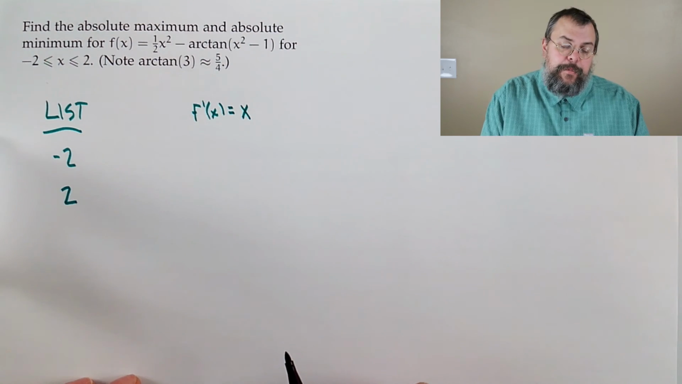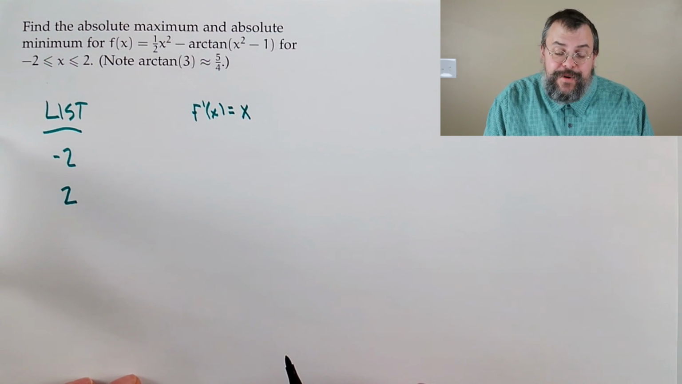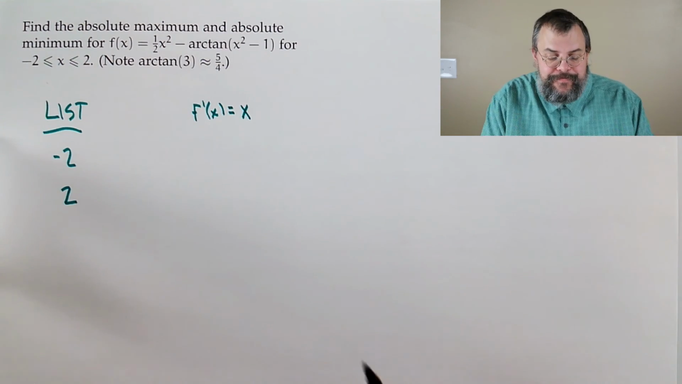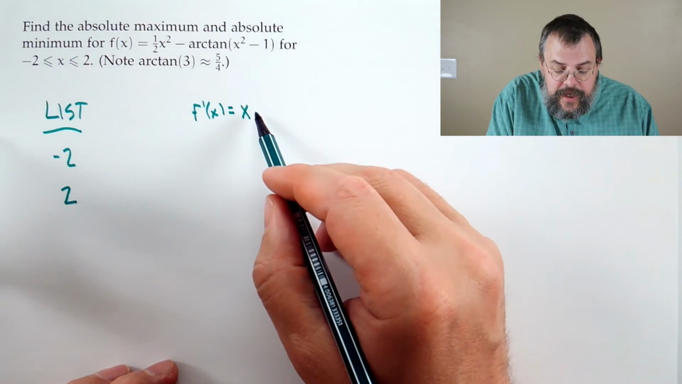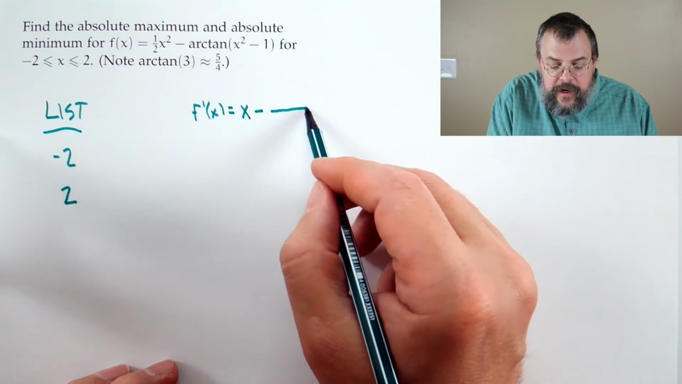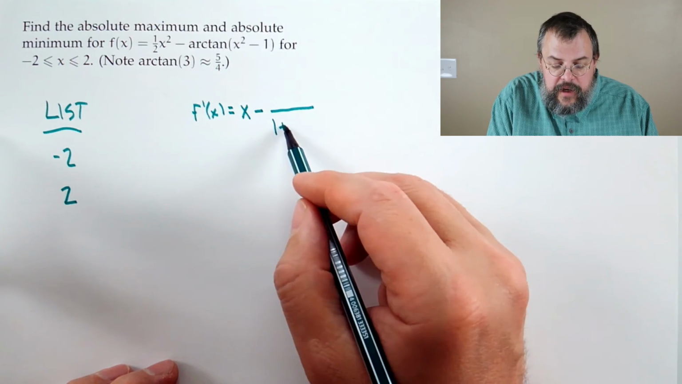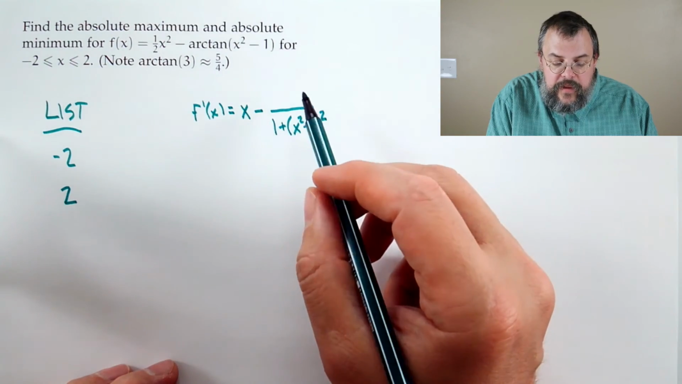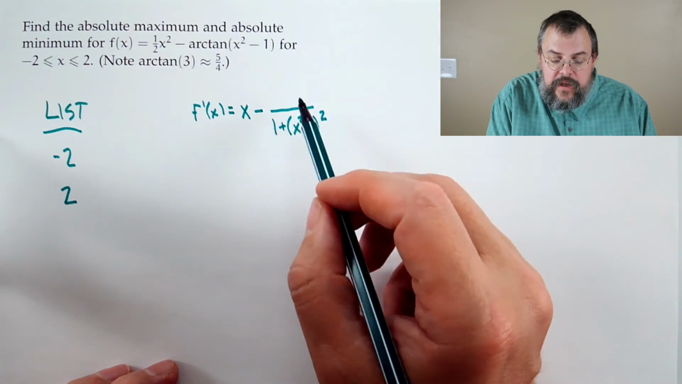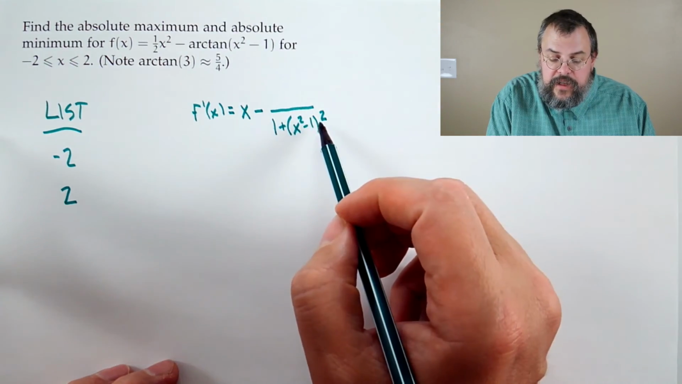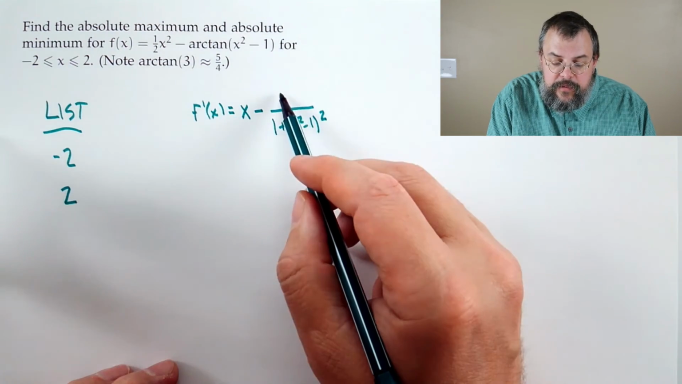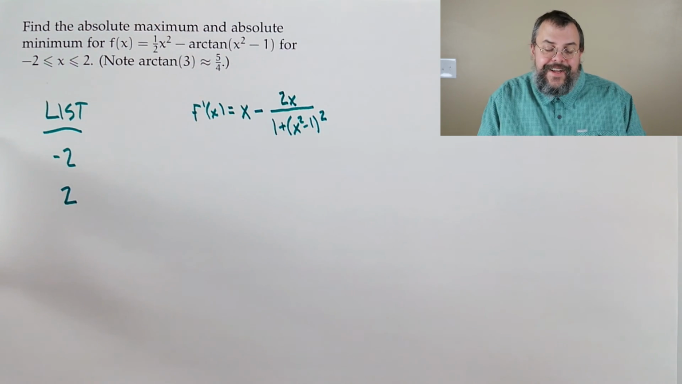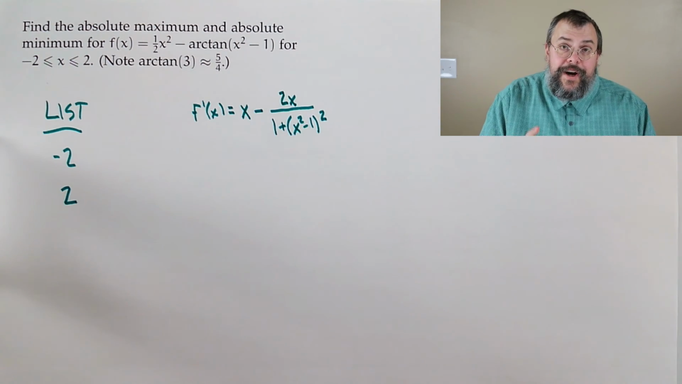Now, how about arctangent of x squared minus 1? I suspect this one's going to be more interesting. So this will be minus. Now for arctangent, you take 1 plus whatever's on the inside squared. So 1 plus the inside squared, times, by the chain rule, the derivative of the inside. Derivative of x squared minus 1 is 2x. All right, good. Progress.